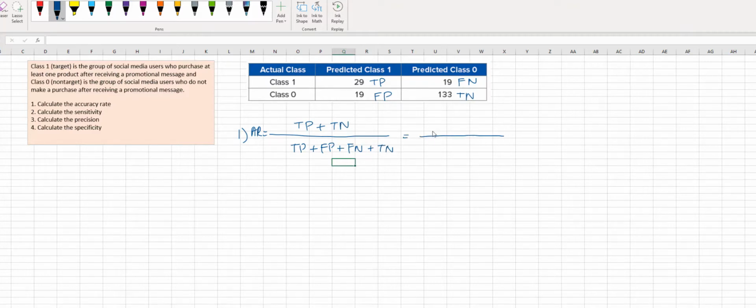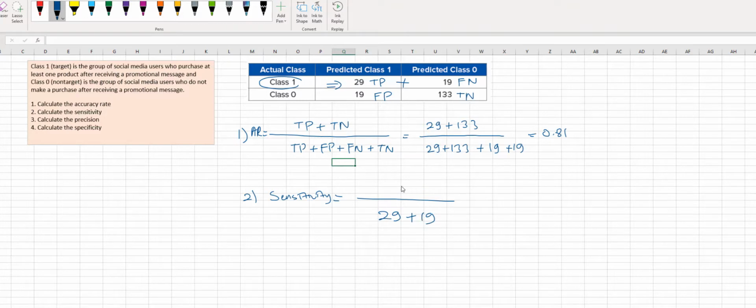Therefore, the numerator is 29 plus 133 and the denominator is 29 plus 133 plus 19 plus 19, which is 0.81. Second, we calculate the sensitivity rate. In the sensitivity rate, we are looking at class 1, who purchased at least one product after receiving a promotional message, which in this case is the sum of TP plus FN, 29 plus 19, and we are looking at true positives here, 29, which is 0.604.